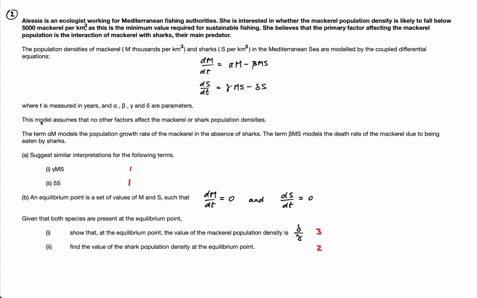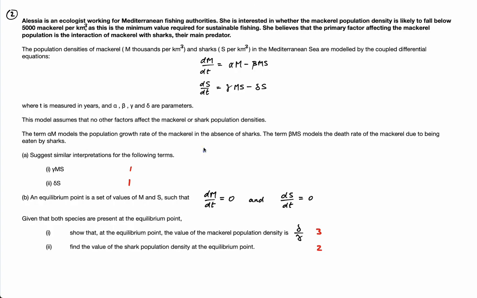So I'll just go straight to this bit here. The term alpha M, so this is alpha, beta, gamma, and delta. Alpha M models the population growth rate of the mackerel in the absence of sharks. The term beta MS models the death rate of the mackerel due to being eaten by the shark. Suggest similar interpretations for the following terms, right?